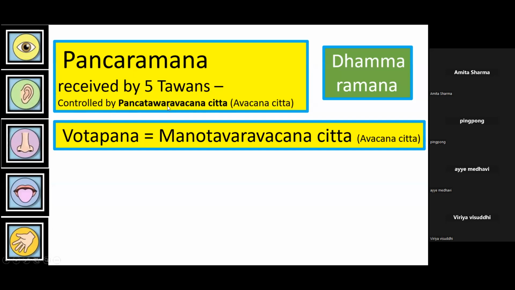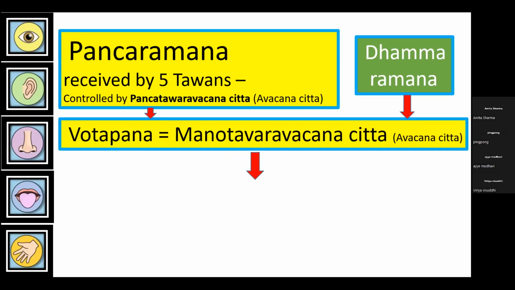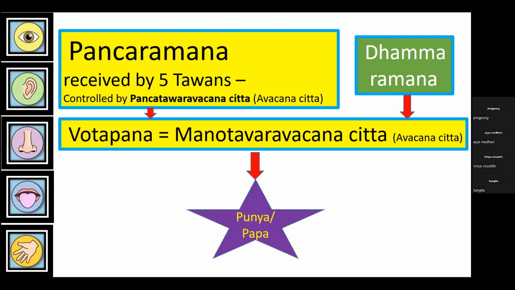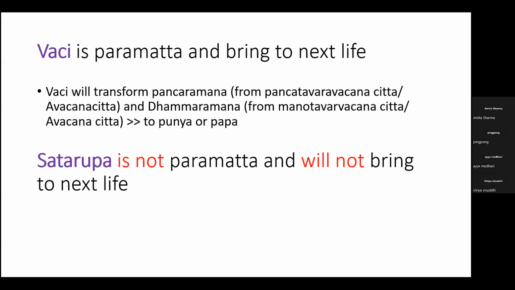So Pancharamana is conveyed finally into Vodapana. Vodapana is another name of Manodawara Vachanachita. So it's going through this. But Dhamma Ramana here goes through Vodapana, through Manodawara Vachanachita itself. Dhamma Ramana is separate, but it goes into Manodawara Vachana finally. So what is the further effect of Manodawara Vachanachita? Manodawara Vachanachita is going to convey everything to have punya and papa finally.